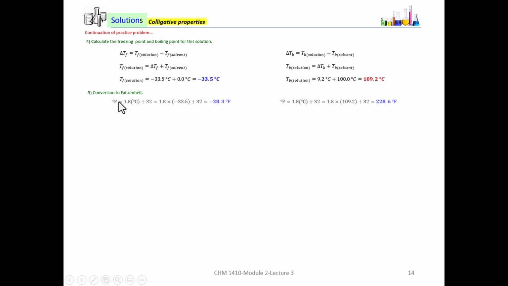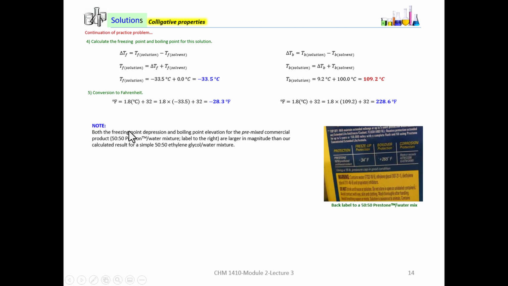We can convert these to Fahrenheit using a simple conversion, and we get that the freezing point of our antifreeze solution is minus 28.3 degrees Fahrenheit, and the boiling point is 228.6. And as you remember, the normal freezing point of water is 32 degrees Fahrenheit. So we certainly have protected the engine against freeze up. The normal boiling point of water is 220 Fahrenheit. So we've raised the boiling point, and this helps prevent our coolant from boiling.